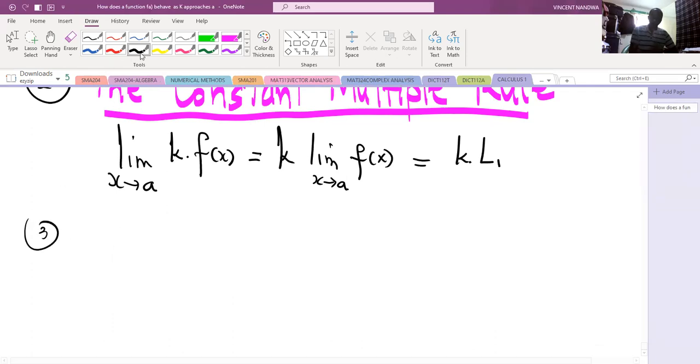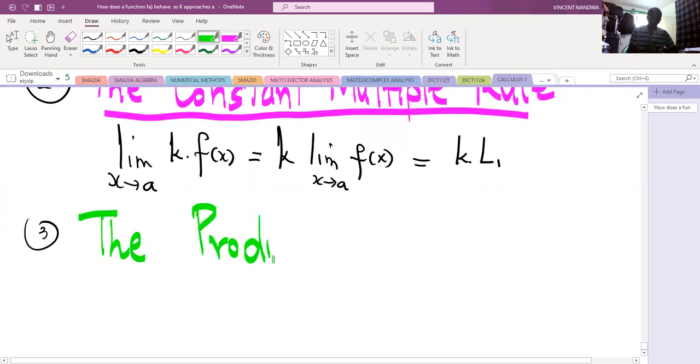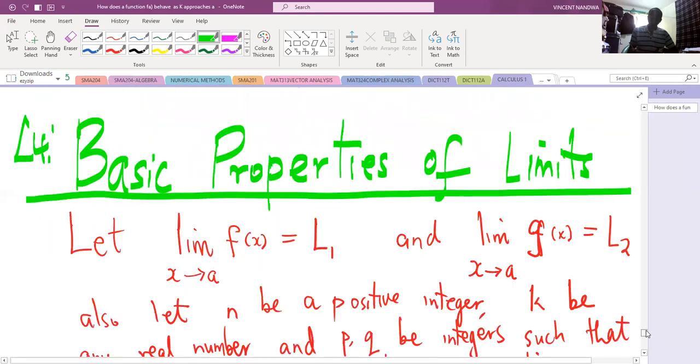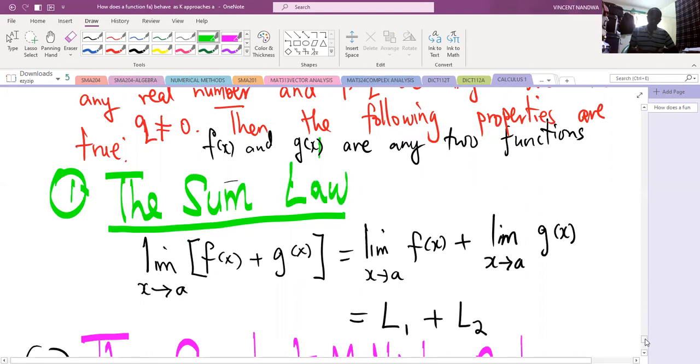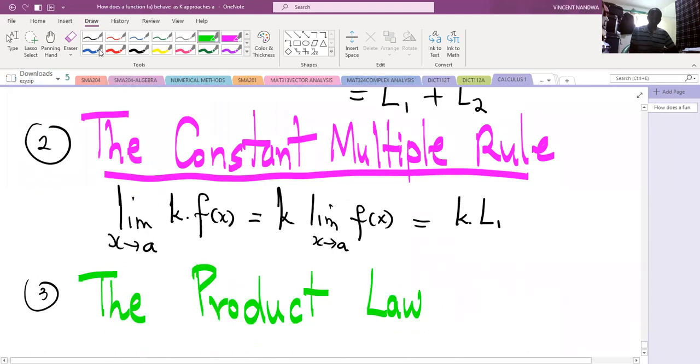Number three, the product rule or the product law. Actually, let me replace this word rule by just the term law, so that we are just stating the properties. So this is the sum law, and then let this be the constant multiple law or property.